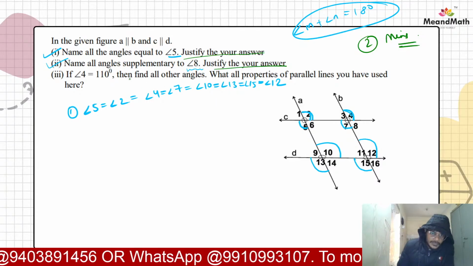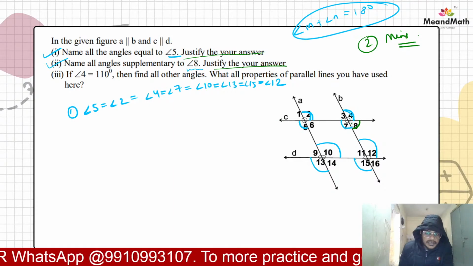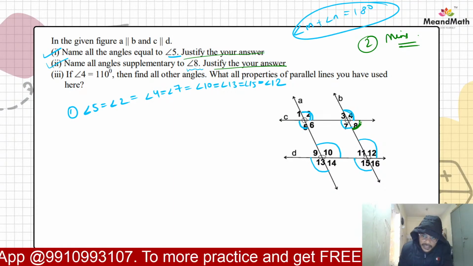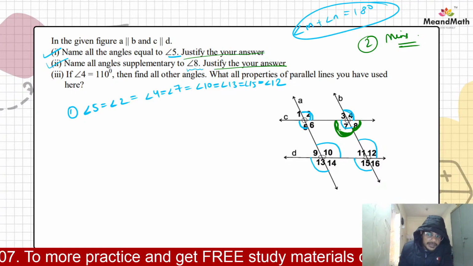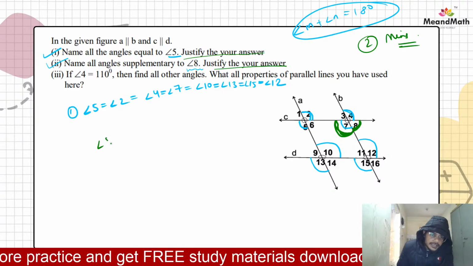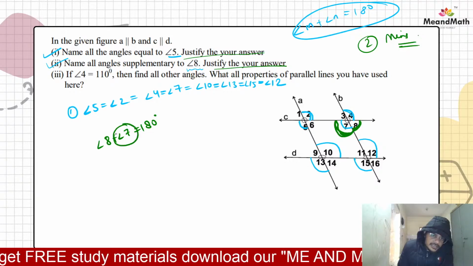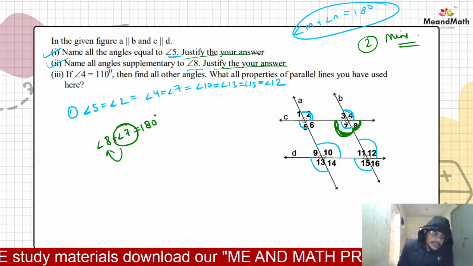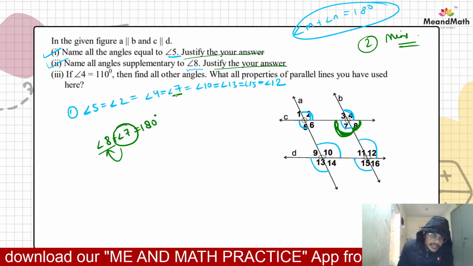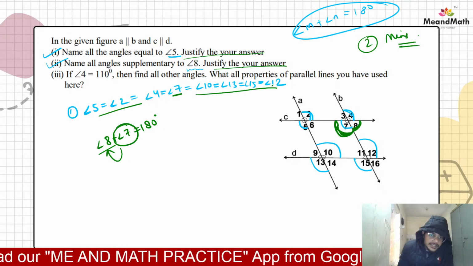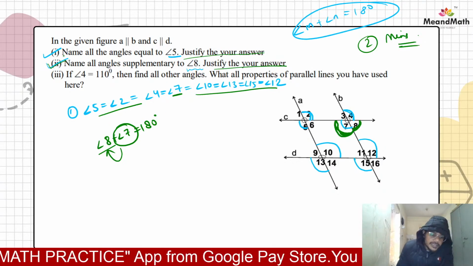See angle 8. Where is angle 8? Here is angle 8. So you can see this is a straight line. That means angle 8 and angle 7 should be supplementary, right? That means angle 8 plus angle 7 is equal to 180 degrees. That means angle 7 is supplementary to angle 8. Now one more thing, angle 7 is here and this is equal to all these angles. That means all these angles are also supplementary to angle 8.